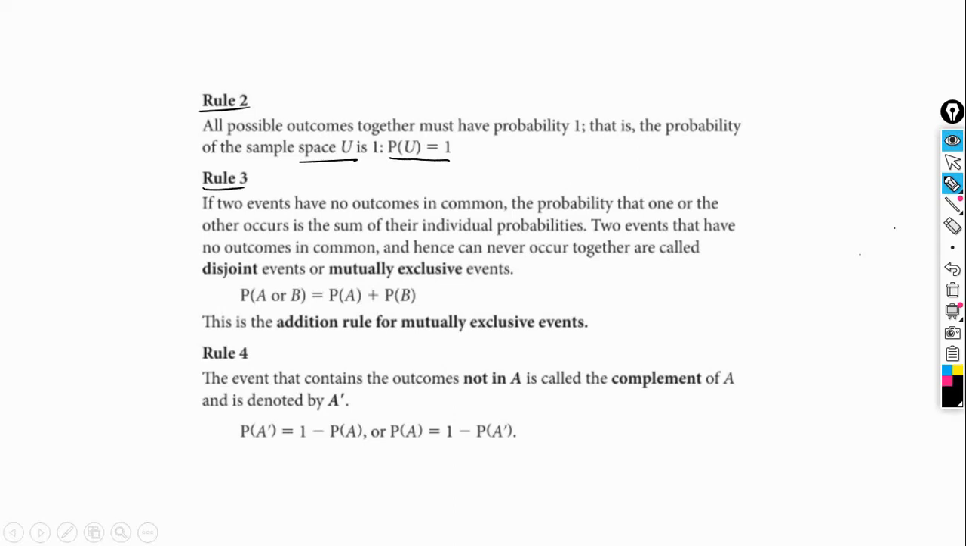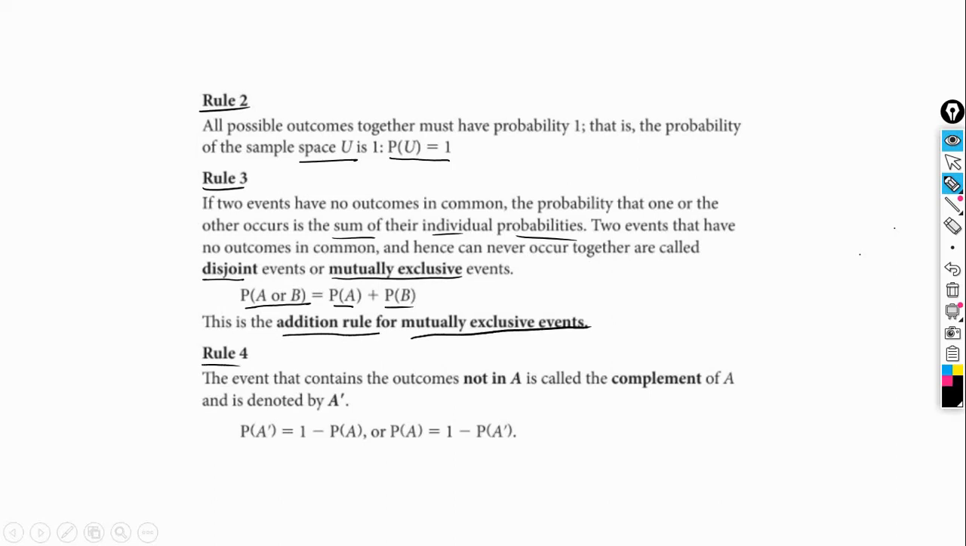Rule number 3. If two events have no outcomes in common, the probability that one or the other occurs is the sum of their individual probabilities. Two events that have no outcomes in common and hence can never occur together are called disjoint events or mutually exclusive events. So the probability of A or B is equal to the sum of the individual probabilities. This is known as the addition rule for mutually exclusive events.